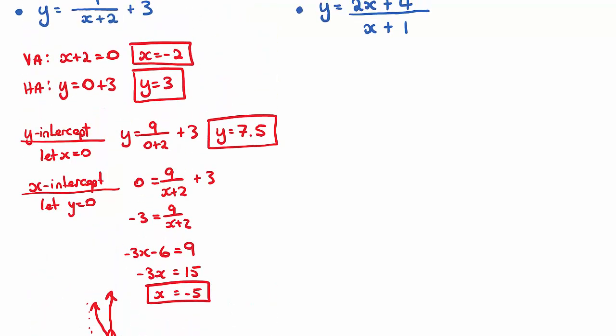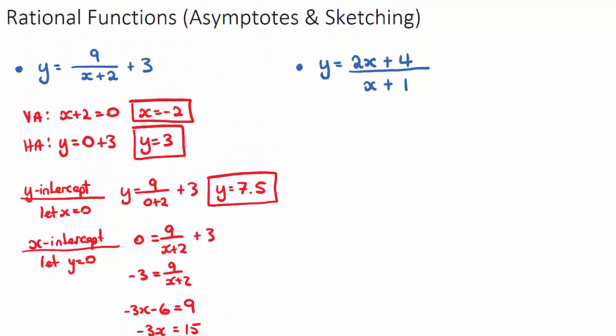Okay, so that's the first example. I'll go through the second example using a very similar technique. So if we have a vertical asymptote when the denominator is equal to 0, so x plus 1 is equal to 0, therefore x is equal to negative 1. We have found the equation of our vertical asymptote.